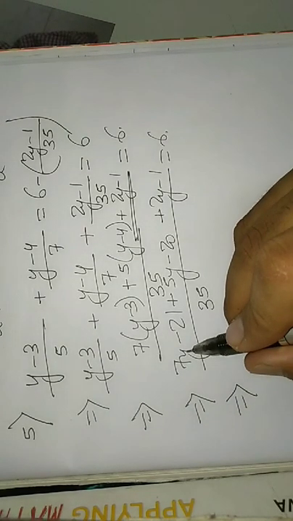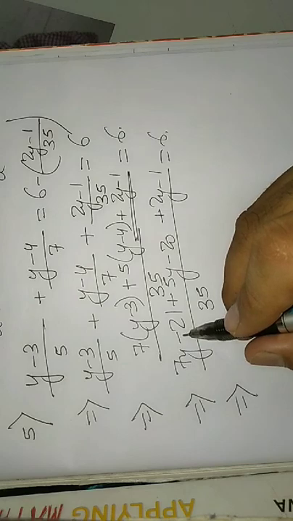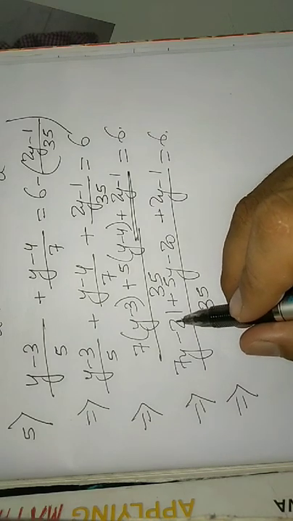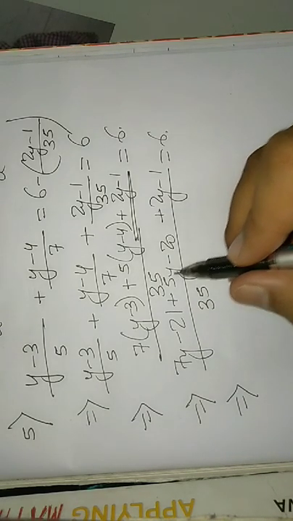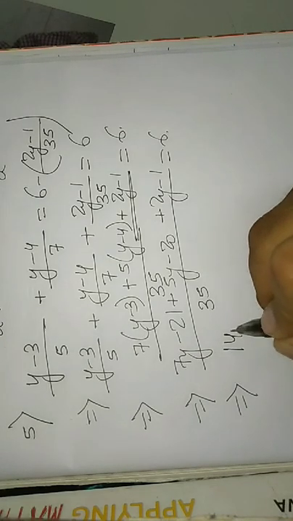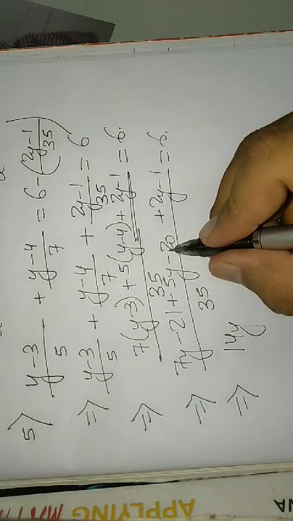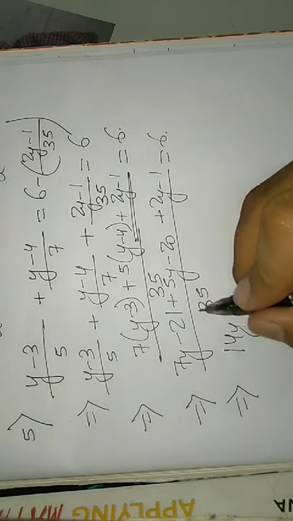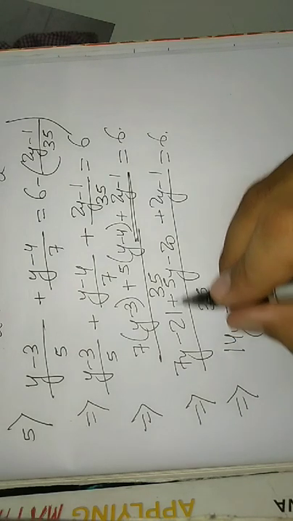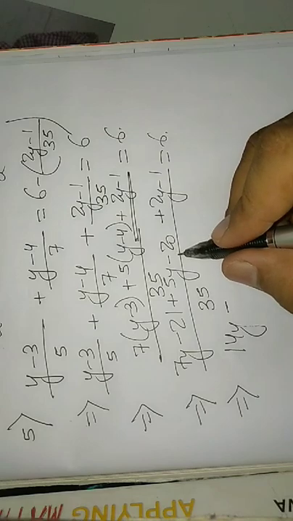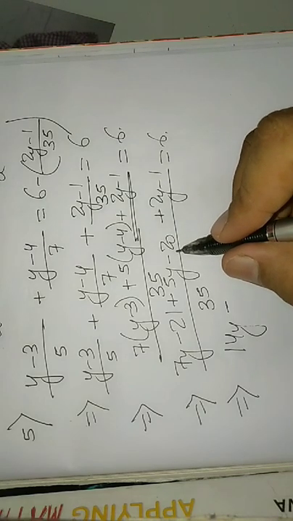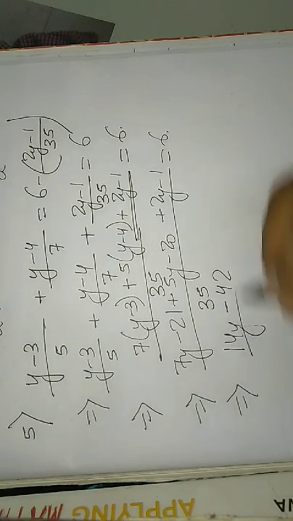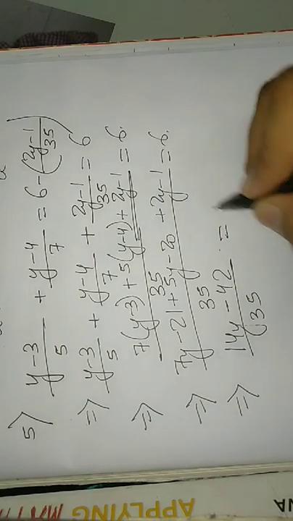which implies that now you need to add all the variables and all the constants separately. So I'm counting the variables first. 7y plus 5y gives you 12y. 12y plus 2y gives you 14y. Minus 21 minus 20. Minus minus plus, the operation will be plus, but the sign will be minus only because the bigger number is minus 21. So minus 21 minus 20 gives you minus 41. Again minus 41 and minus 1 gives you minus 42. Okay, by 35 is equal to 6.